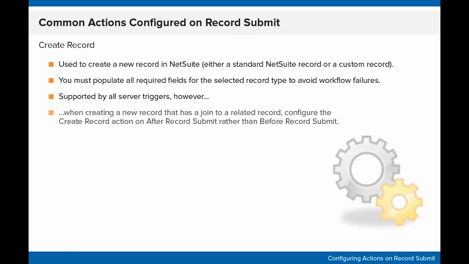However, when creating a new record that establishes a join to a related record during the creation of the parent record itself, be sure to configure the create record action on the after record submit server trigger. This ensures the parent record is committed to the database before the new joined record is created.